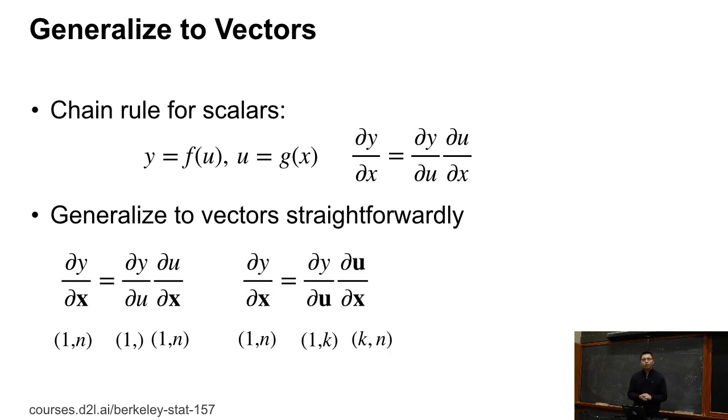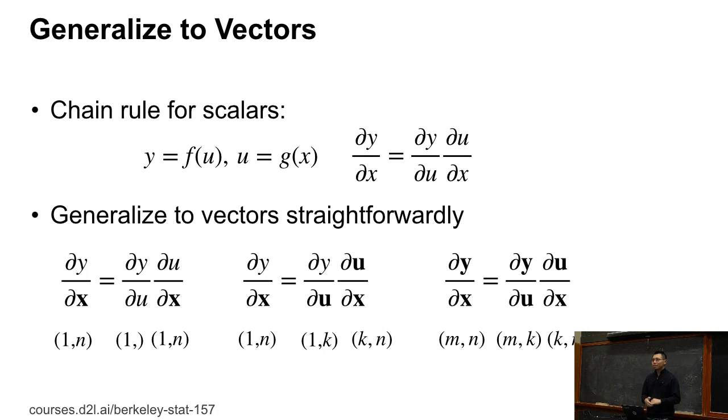In the second case, if u is also a vector, so we know that partial y over partial u again is a row vector. It's of length k if u is of length k. And partial u over partial x, we get a matrix. So u is of length k, x is of length n, so we get a k by n matrix. And a row vector times a matrix, we still get a row vector here, and the shapes match. That's the key thing, the shapes match.